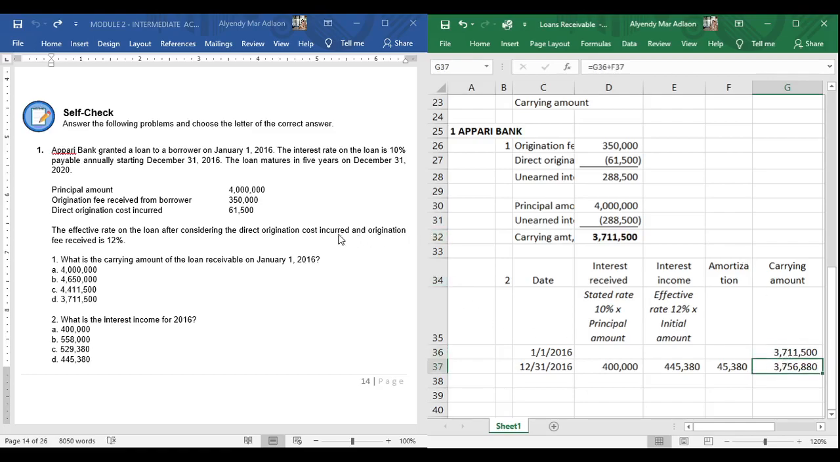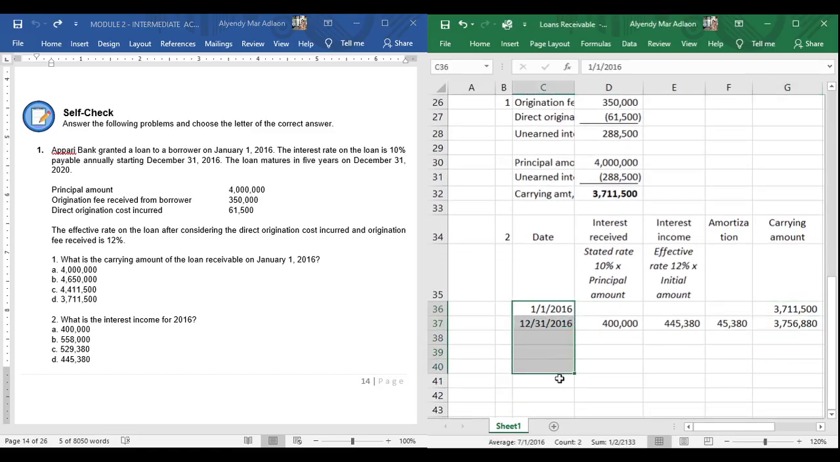This applies if the loan is to be paid lump sum. So, same in 5 years. Class, take note that when it is lump sum, meaning it is paid after 5 years. Our goal here is that at the end of 5 years, the carrying amount of the loan would now be equal to the principal amount. So, meaning, 3,711,500. Our goal is for it to become 4 million.